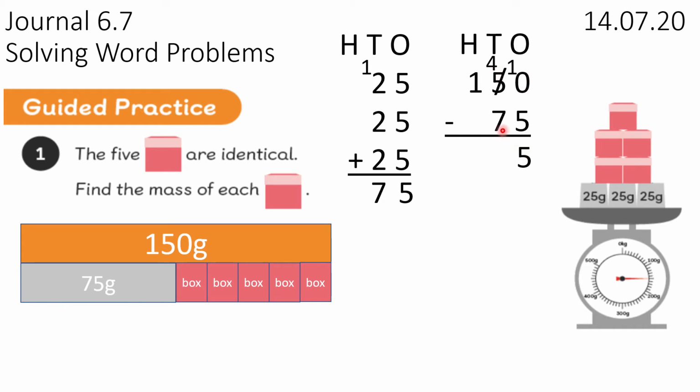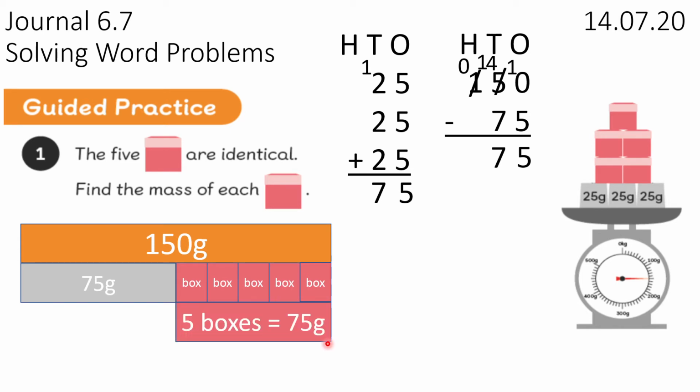4 take away 7 we can't do, so we're going to have to regroup again from the hundreds. We started with 100, now we're going to have 0, but we're going to have 14 tens now. 14 take away 7 is 7. So the total of all 5 boxes together is 75. So if 5 boxes equals 75 grams, how am I going to work out one box?